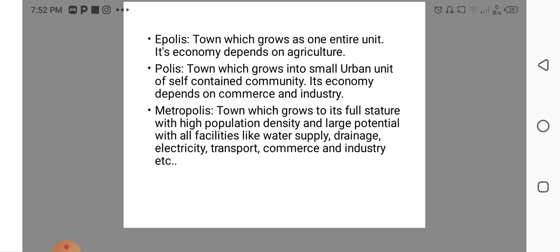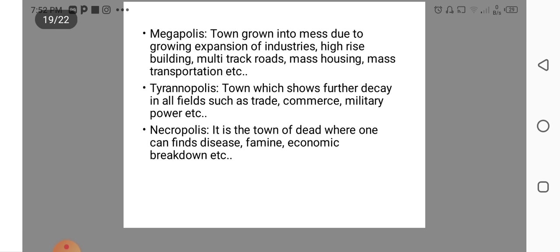Metropolis, a town which grows to its full stature with high population density, large potential, with all facilities like water supply, drainage, electricity, transport, commercial, and industry, etc. Megalopolis, a town grown into masses due to growing expansion of industry, high-rise buildings, multi-track roads, mass housing, mass transportation, etc.